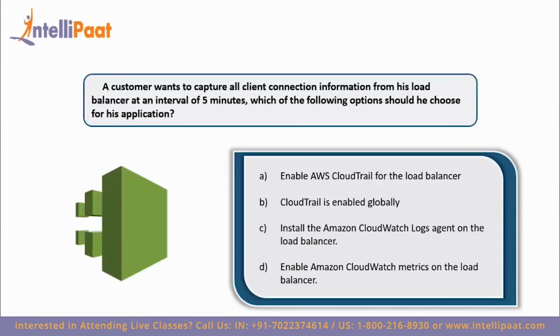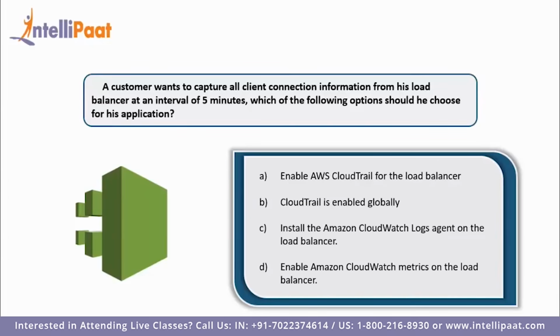Option A says enable AWS CloudTrail for the load balancer. Option B says CloudTrail is enabled globally. Option C says install the Amazon CloudWatch logs agent on the load balancer. And option D says enable CloudWatch metrics on the load balancer. All right. Now, if you think about it, CloudTrail and CloudWatch are both monitoring tools. So it's a bit confusing, but if you have studied it deeply, or if you understand how CloudTrail works and how CloudWatch works, it is actually not that difficult.